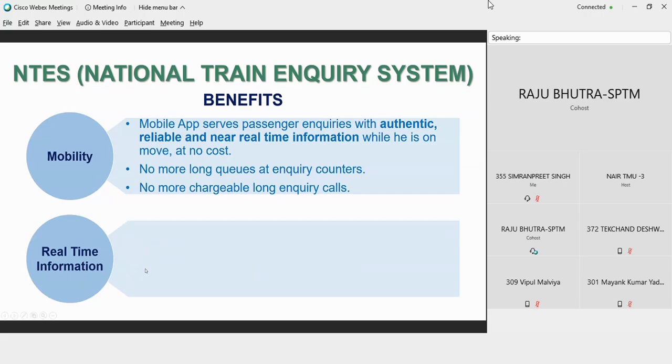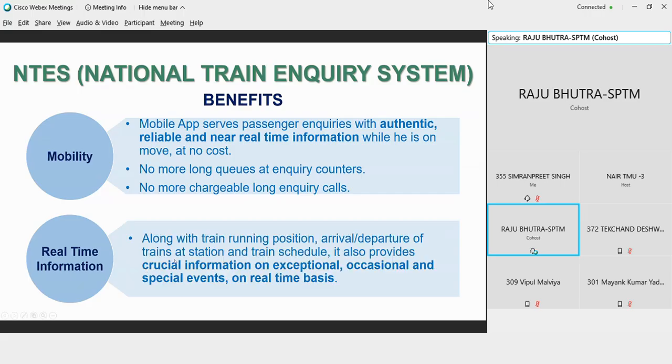And real-time information can also be given along with train running position, arrival departure of trains at stations, and train schedule. It also provides crucial information on exceptional, occasional, and special events on real-time basis. So whatever information on exceptional, occasional, and special events is required, that can be given on real-time basis.